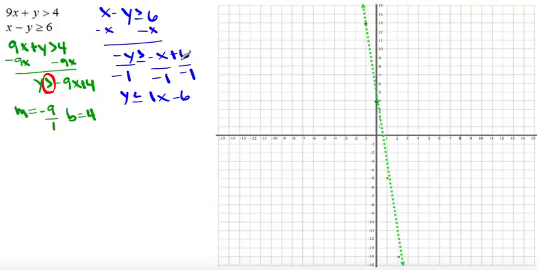Okay, do the same thing to the inequality in blue. So my slope here is 1 over 1. My y-intercept is negative 6. So I start my graph at negative 6. Go up 1, right 1. And then to extend it, I go down 1, left 1.